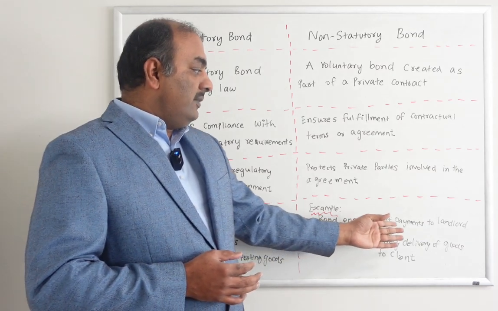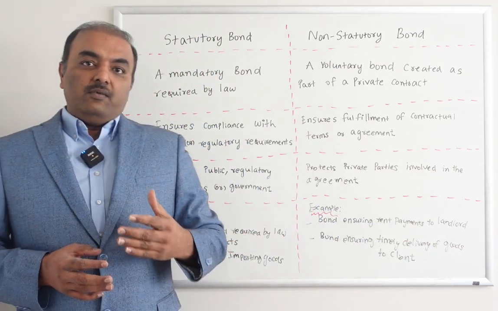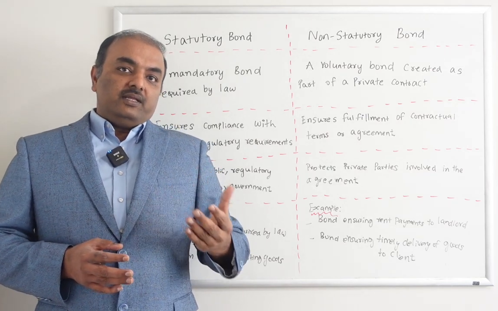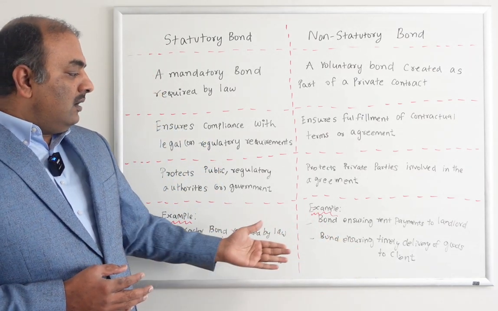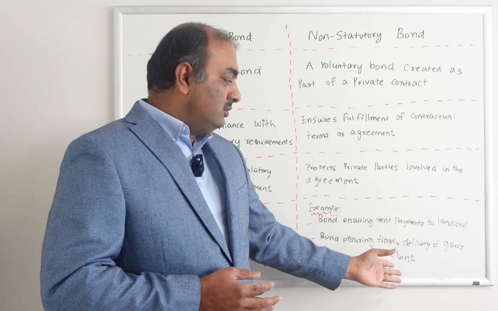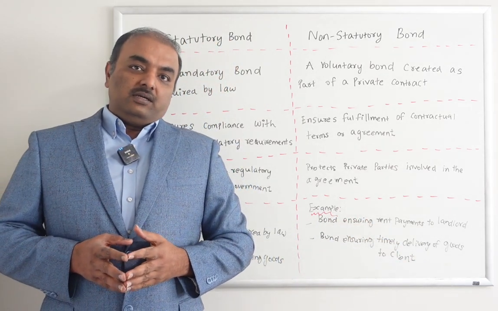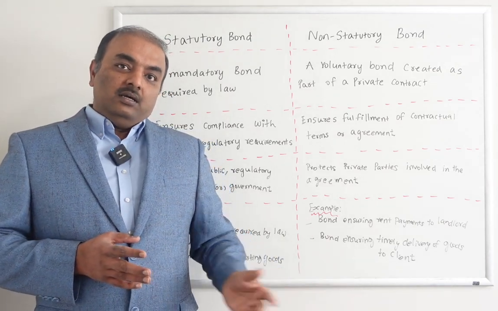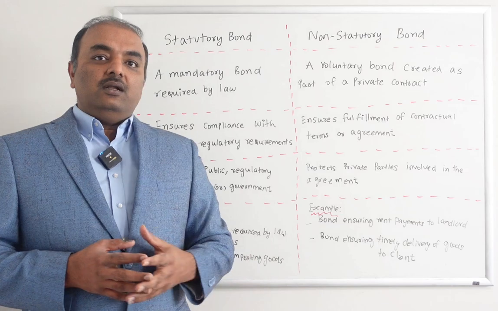Bond ensuring the rent payments to the landlord, right? Sometimes the landlord will ask the tenants to make sure they have a bond so that if they fail to pay the rent, this bond can help them to recover the failed payments. Or bond ensuring timely delivery of goods to the clients, like if it's a private client, to make sure that the goods are delivered on time by the supplier, they may ask for this bond. If it fails on time, then they can use this bond to recoup the losses.